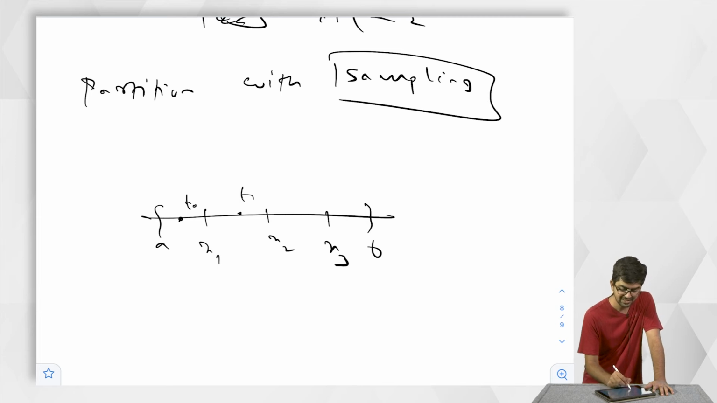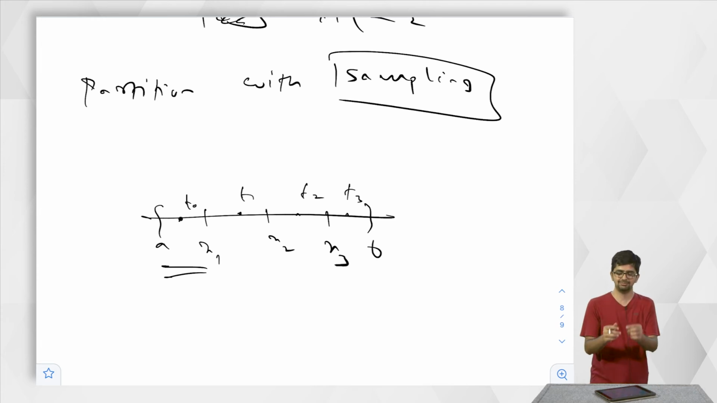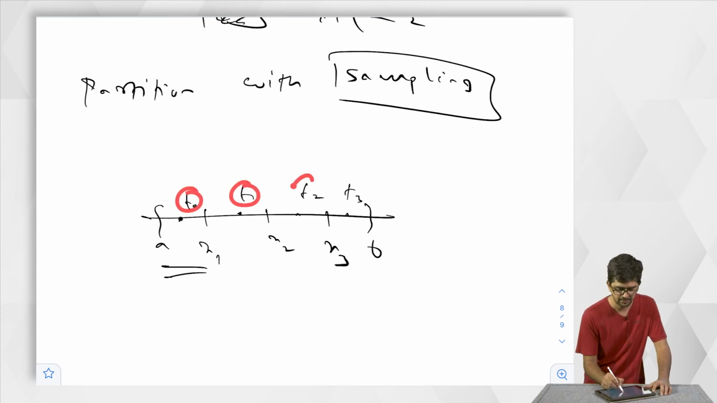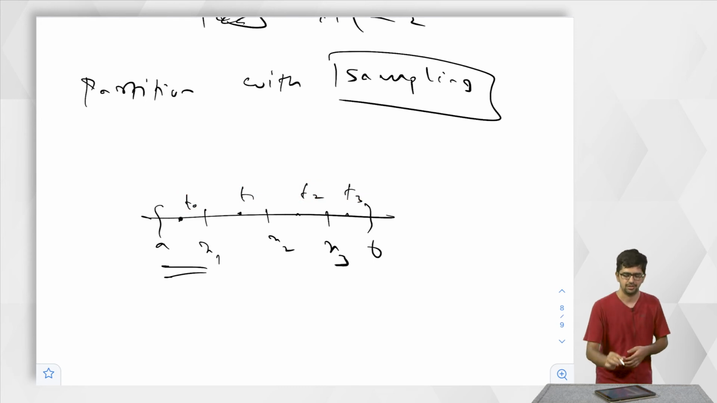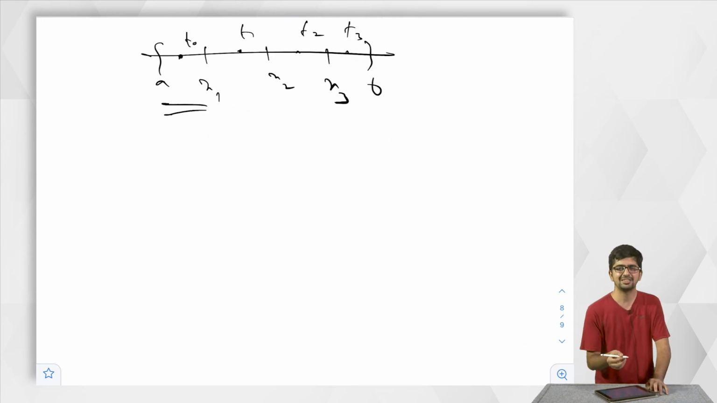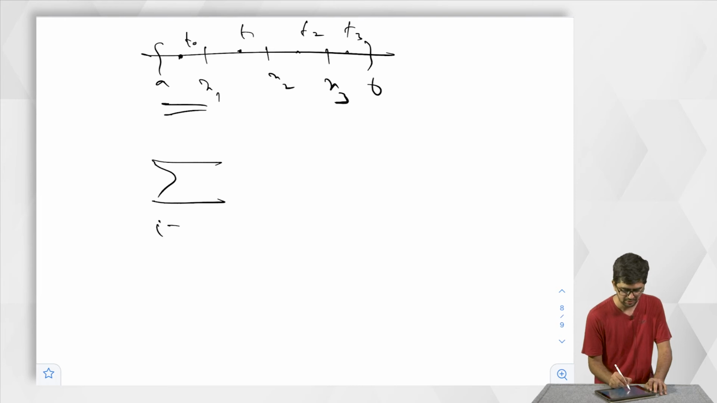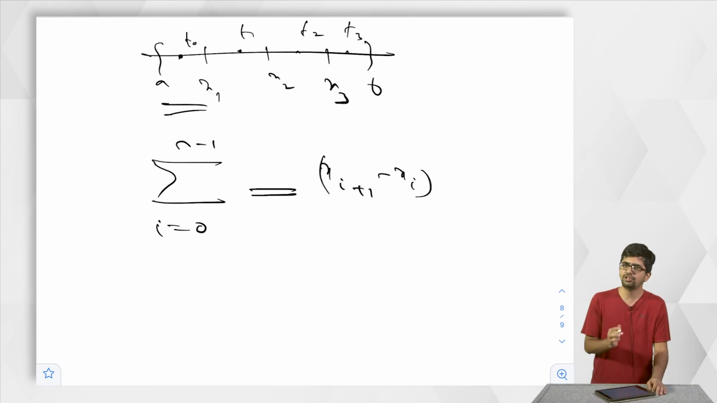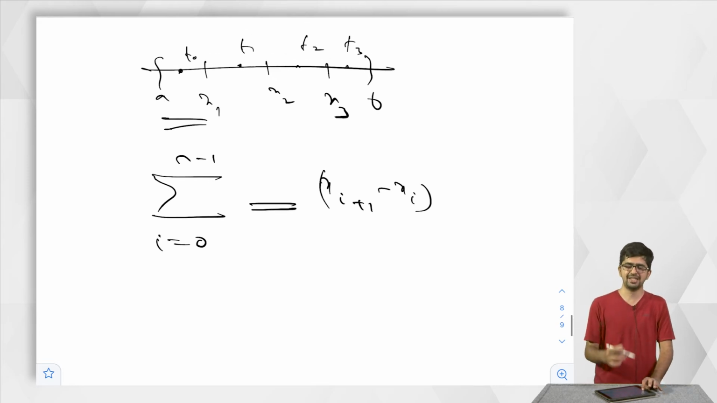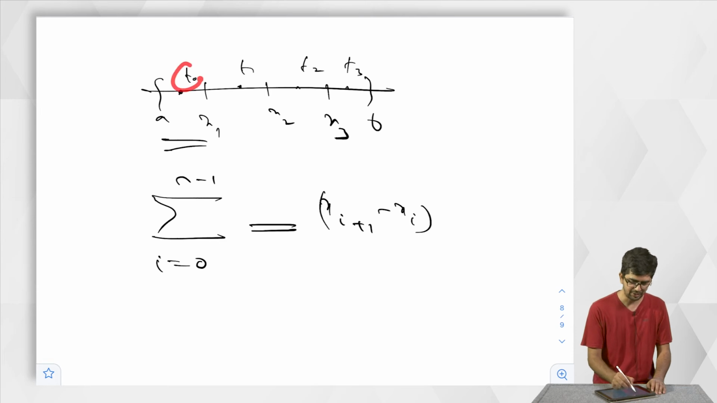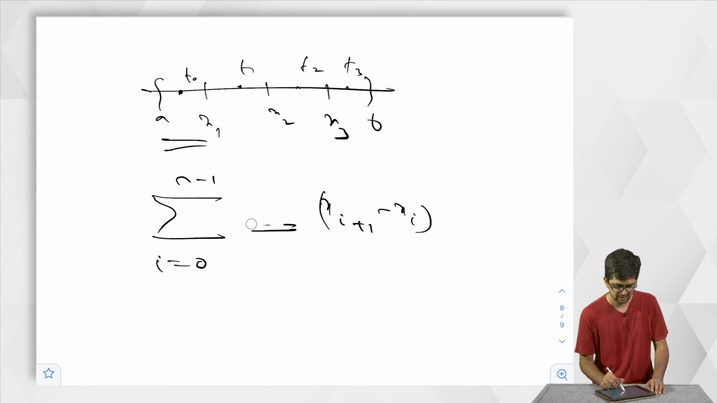t0, t1, t2, t3 for each subinterval, and instead of taking infimum and supremum, let us simply take the value of f at these points. So now there are no two maps, there is only one map, and the sum is replaced as follows. So again summation i equal to 0 to n minus 1, x_{i+1} minus x_i. Previously we had two choices, one is infimum, one is supremum. Now the choice is replaced by just taking the value of f at these points. So it is simply f of t_i.